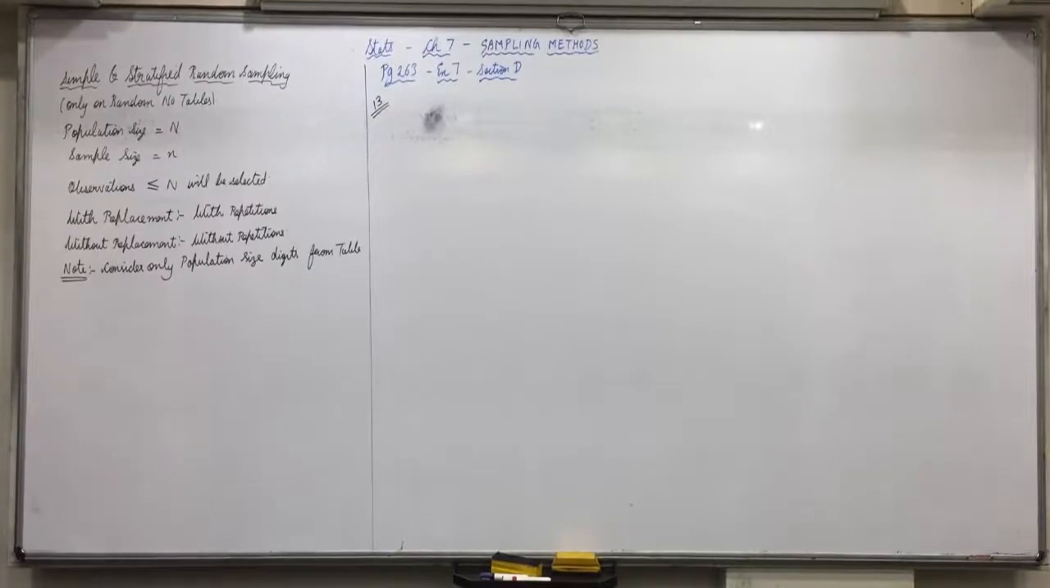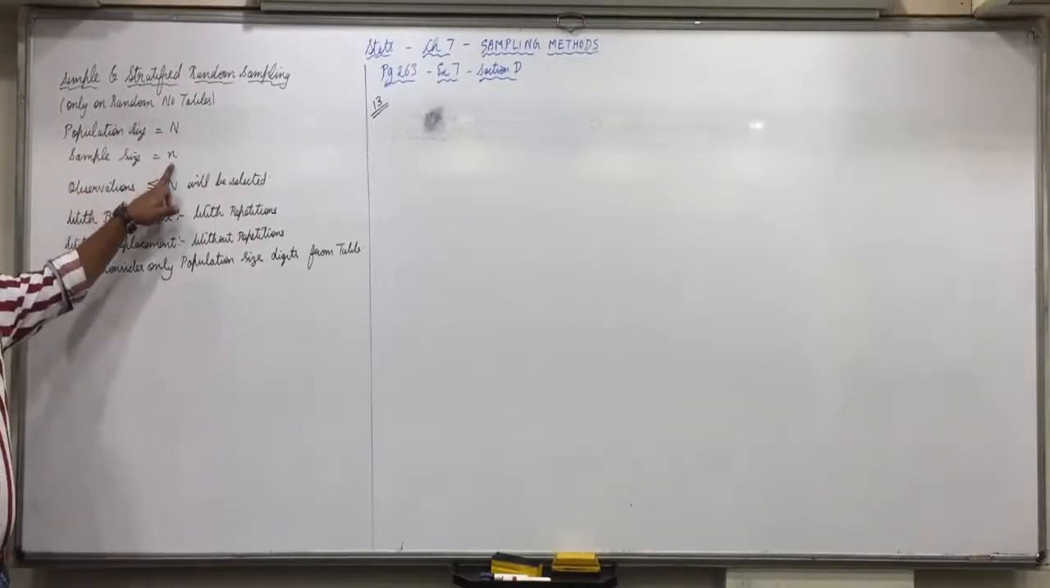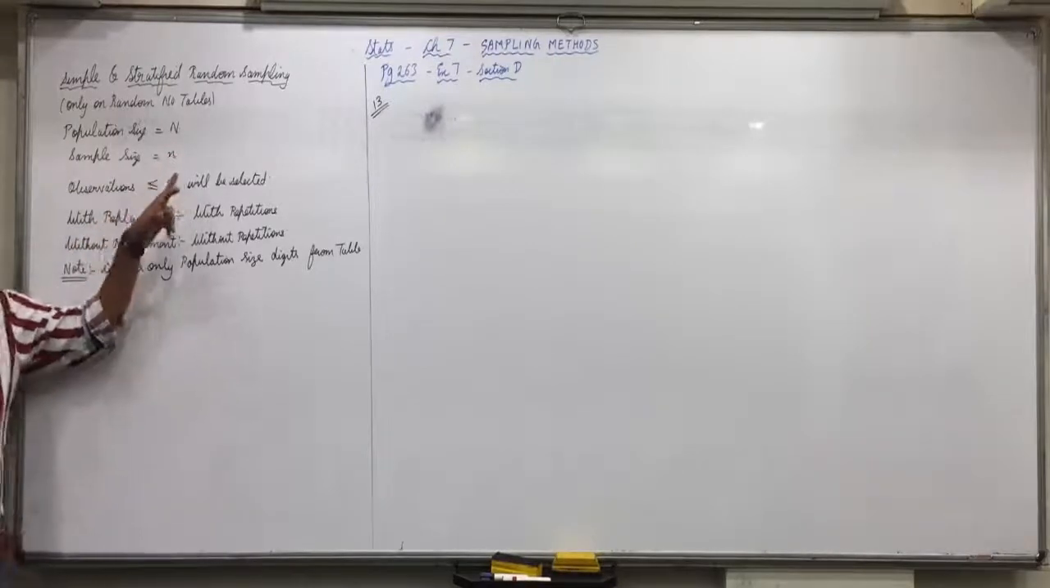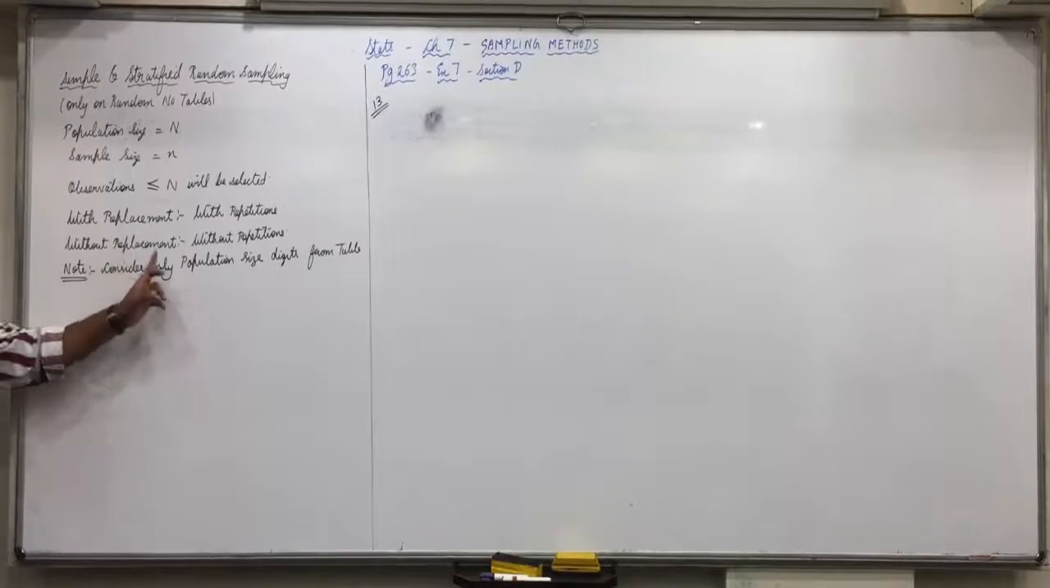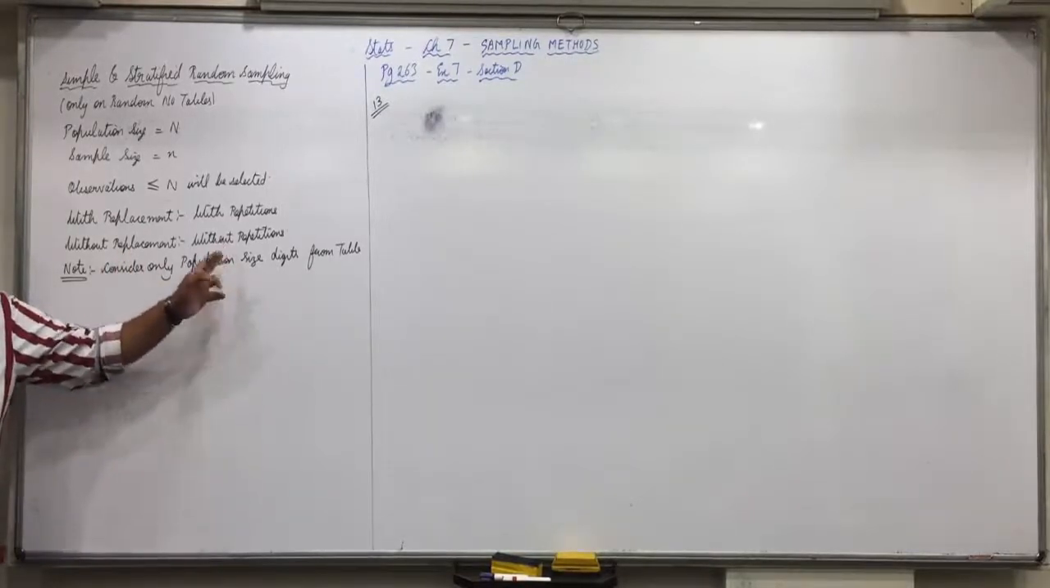Use the following random number tables to select a random sample of 5 ATMs. Be attentive. Sample of 5 ATMs, so mark it as small n. Any doubt in this? Sample size is 5. Write "without replacement" and above that write "without repetition." Without replacement means without repetition. The same number cannot appear 2 times.